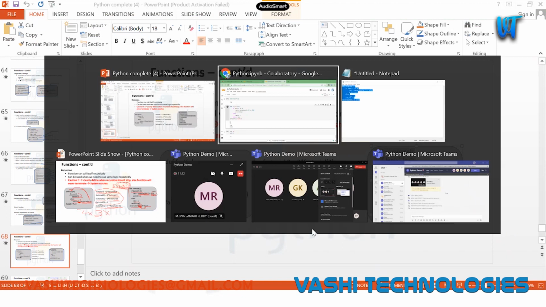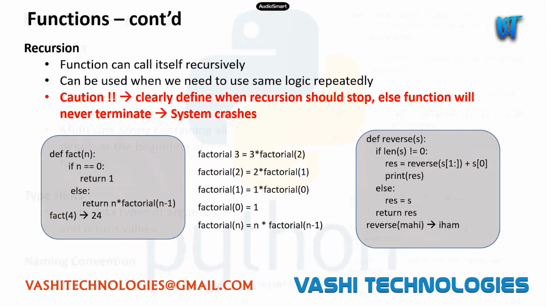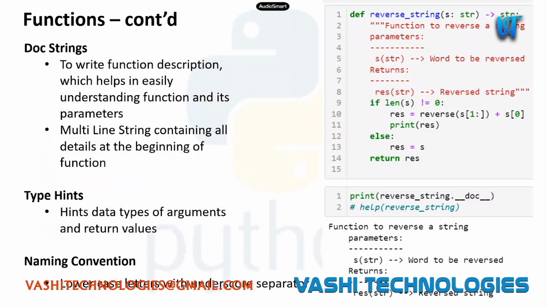And then where is my PowerPoint? Okay. And then this is the final slide for today's session. So these are some best practices which we need to follow while defining a function. The very first thing is doc string. Doc string is nothing but documenting the function's task.